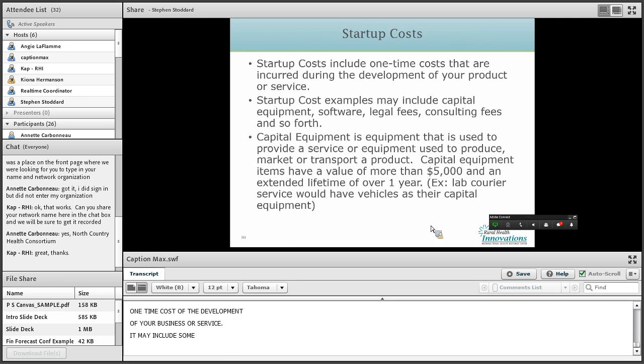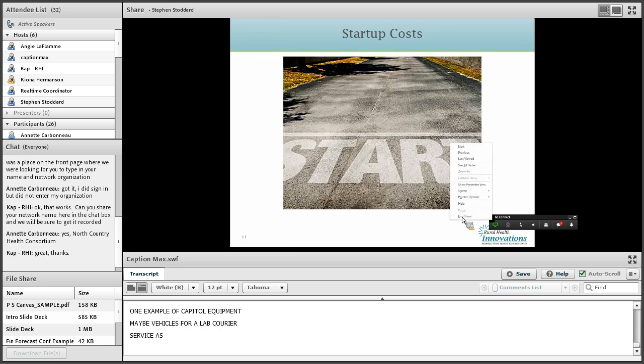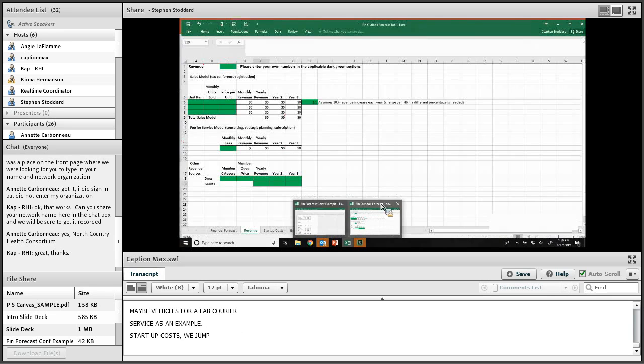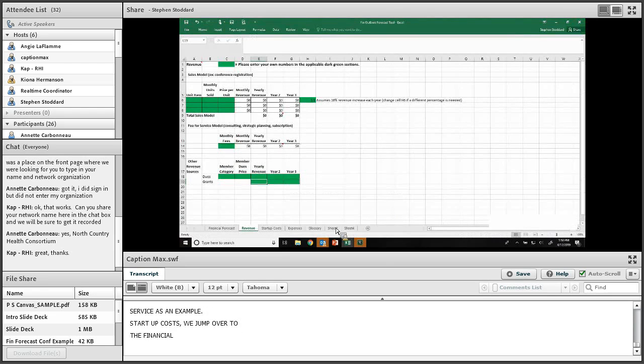Okay, and then all those numbers from each of these three tabs, the revenue, startup, and expense, roll up into this financial forecast spreadsheet, which is the income statement. All right, let's jump back over to the slides, and we'll have some time for questions right at the end here, if there are some.